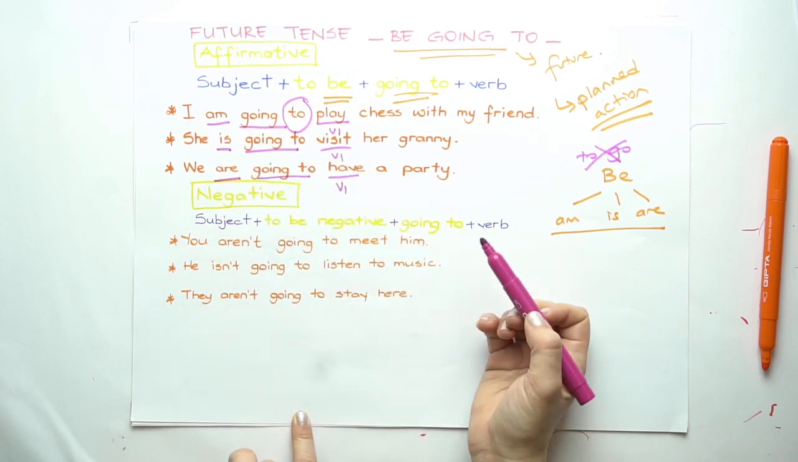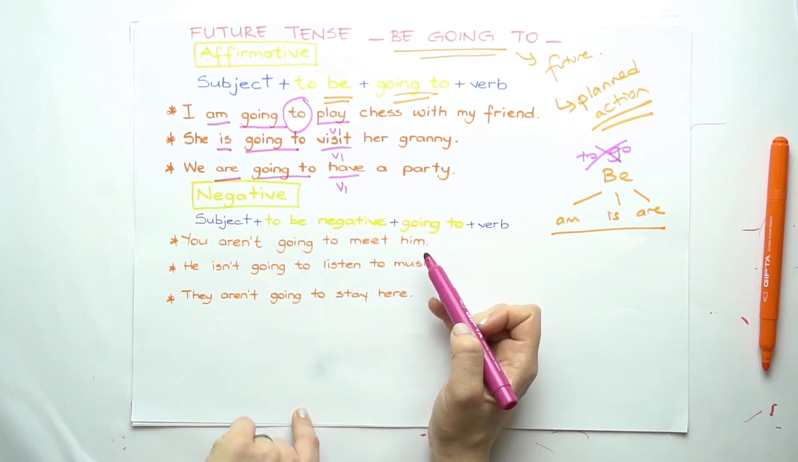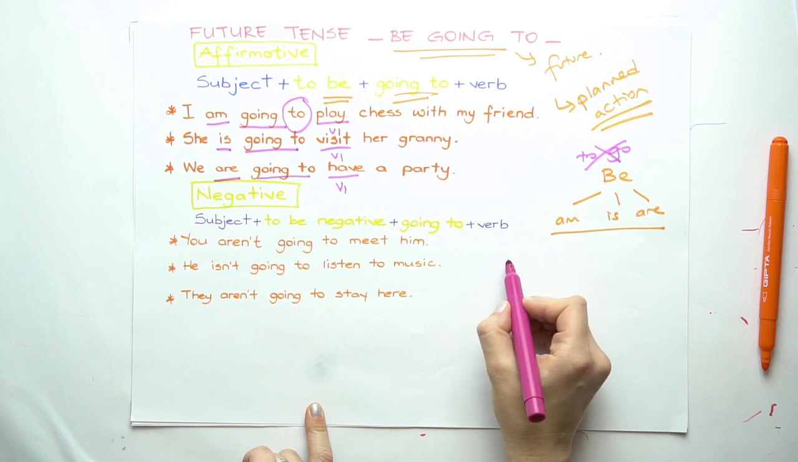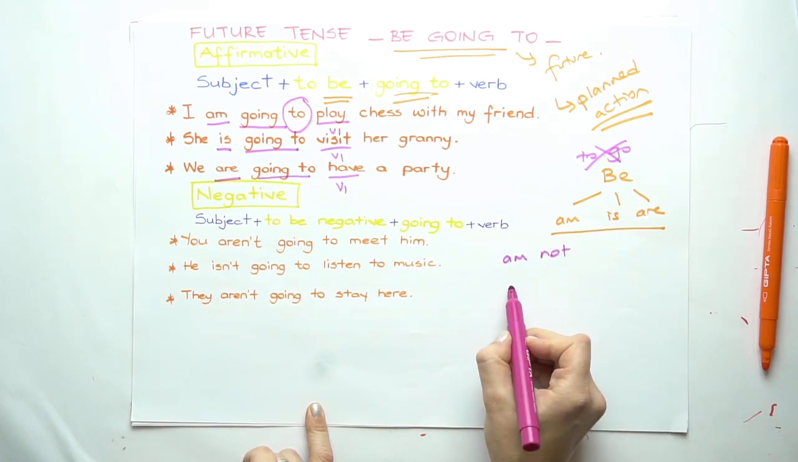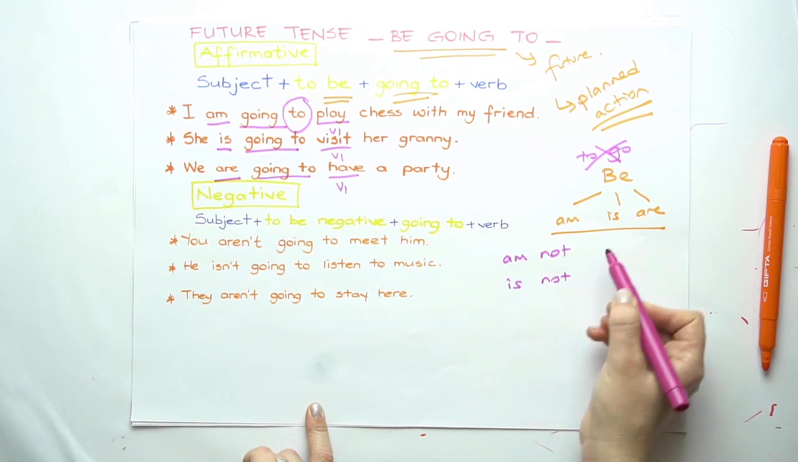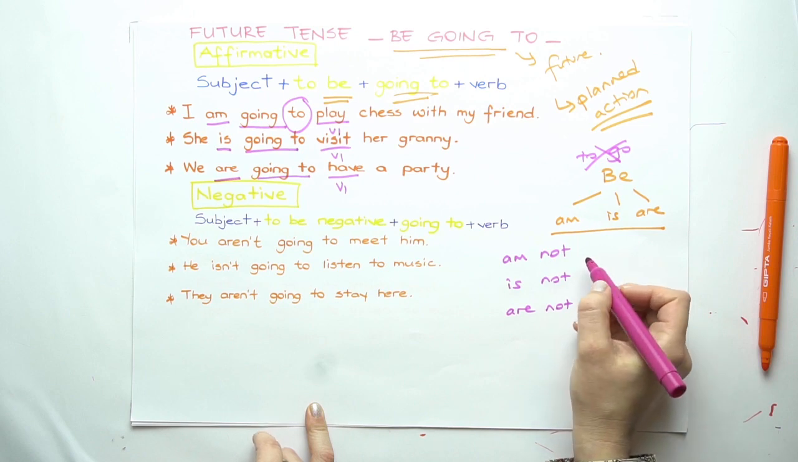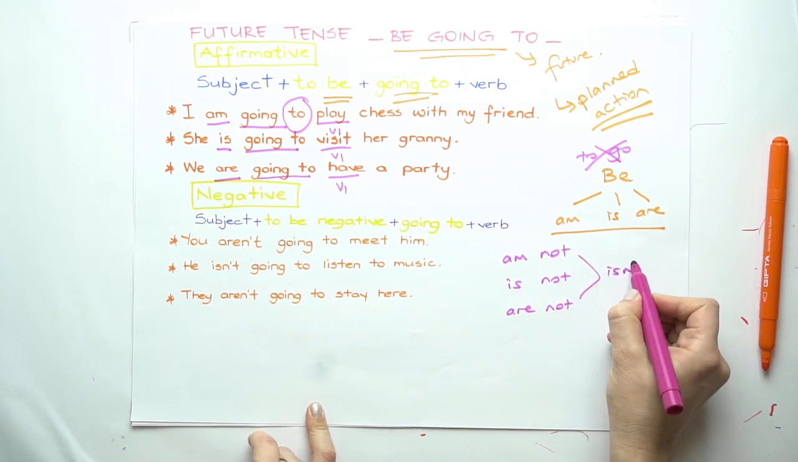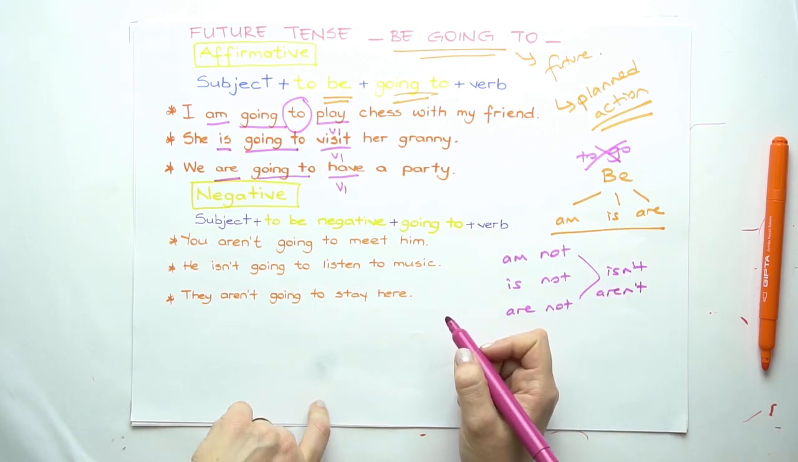Now negative form. Subject, be negative, going to, and verb. As you know, in negative we're using am not. For be, we're using is not and are not for the negative form. And also these can be used as isn't or aren't. So let's take a look at the examples.